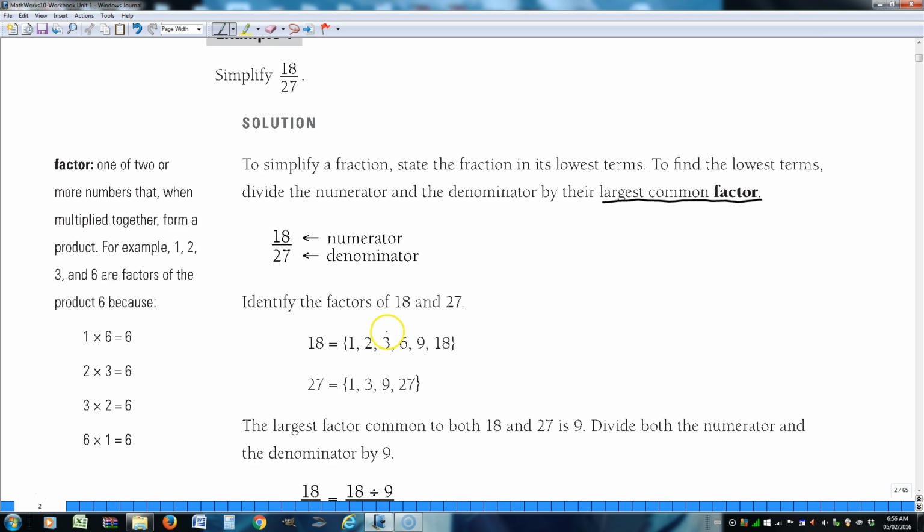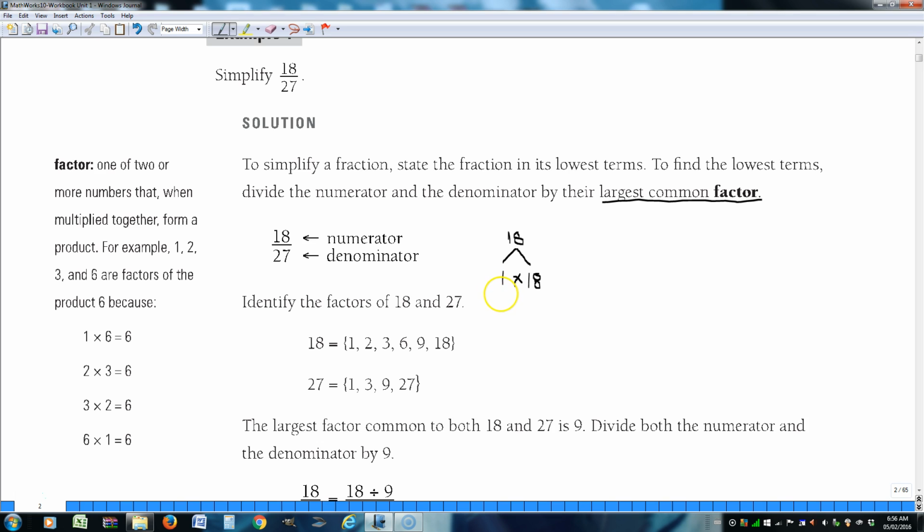So first and foremost, they're saying let's use this greatest common factor. So we have to identify what is the greatest common factor. Well, I'm going to first factor the 18 and then factor the 27, and then we'll be able to see which one is the biggest factor that they both share. So let's take 18 and factor it. 18 is a product of 1 times 18.